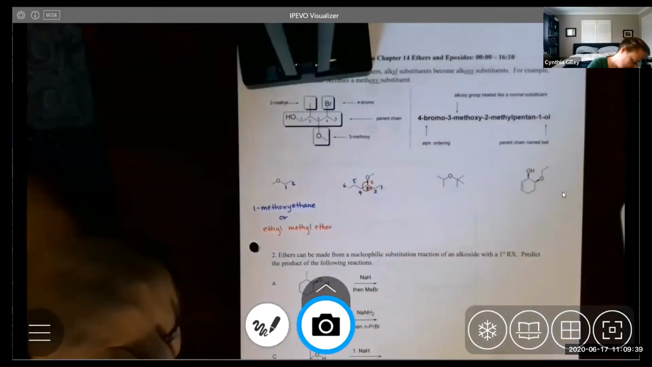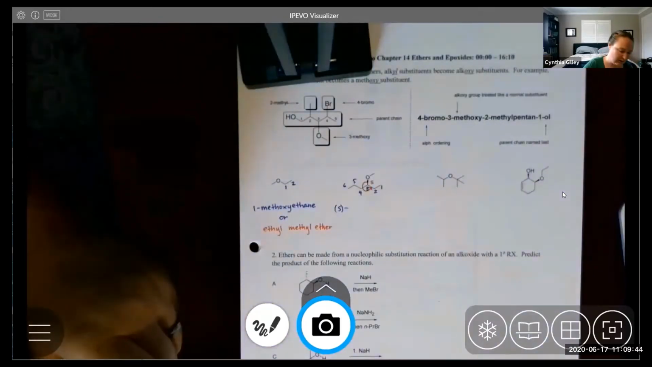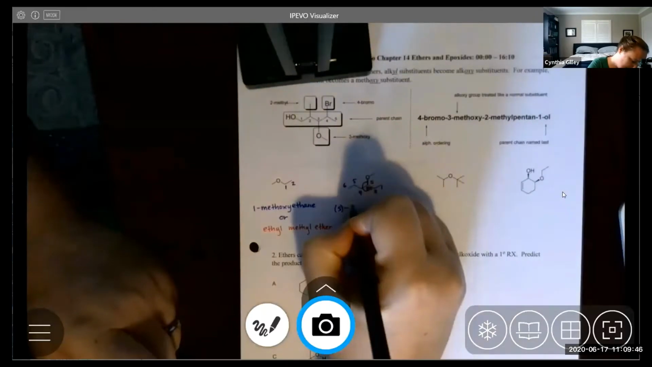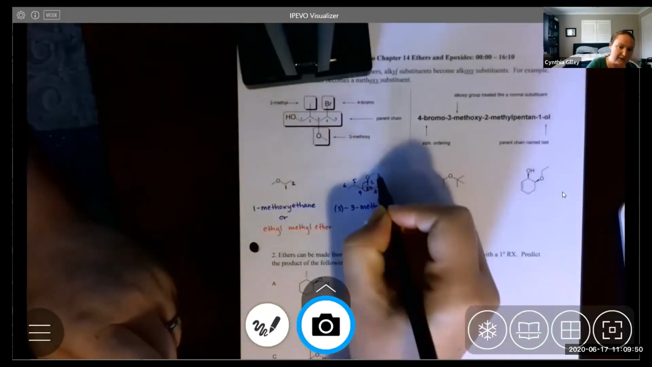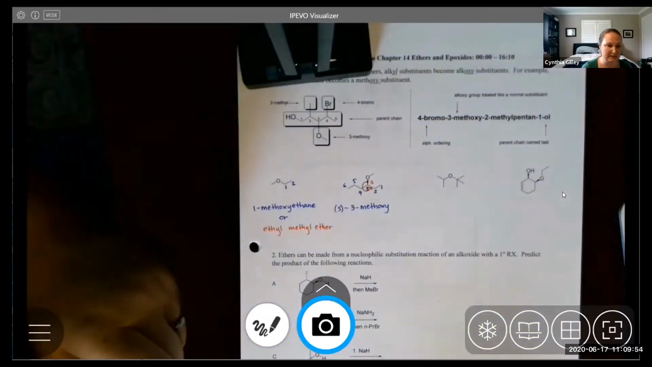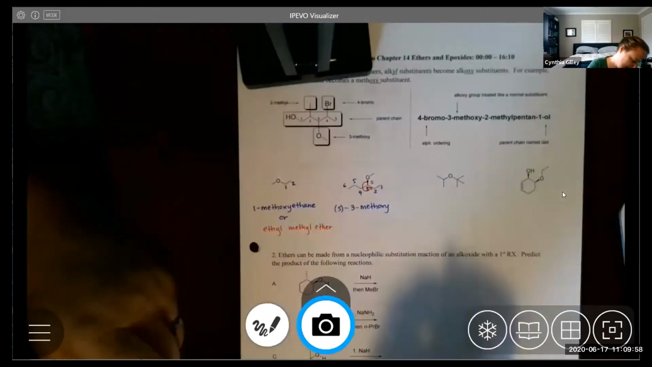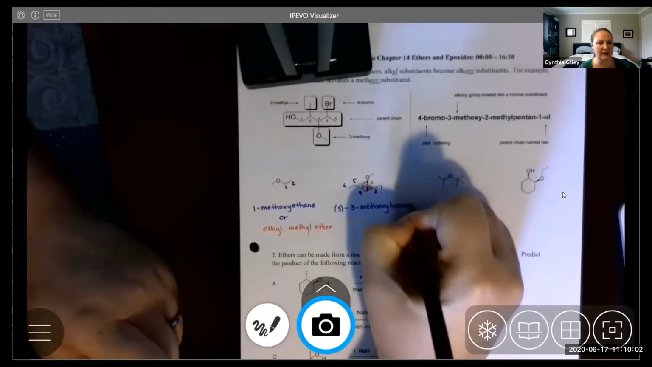So we have S at the beginning, then our substituent, 3-methoxy. So the ether is named by looking at how many carbons there are, and then the methyl becomes methoxy. So (S)-3-methoxyhexane. Hexane, that's the parent.